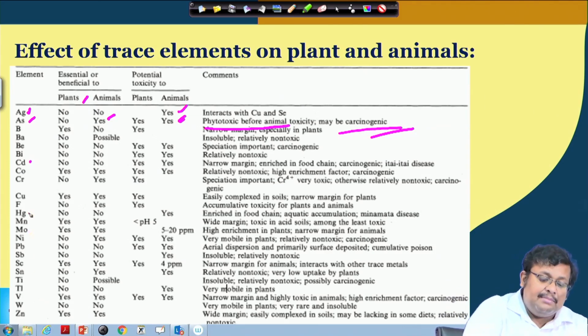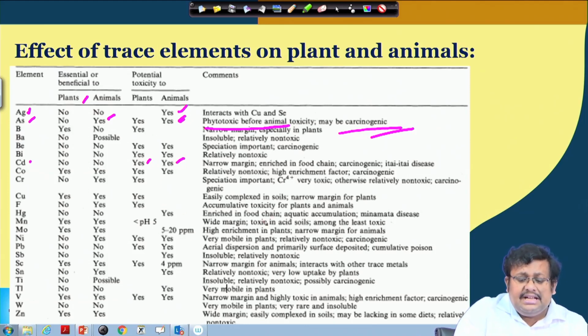Let us talk about cadmium. Cadmium is not useful for both plants and animals. However, it is potentially toxic in nature, as you can see here. For both plants and animals there is a narrow margin, it can enrich in the food chain, it is carcinogenic and produces itai-itai disease.